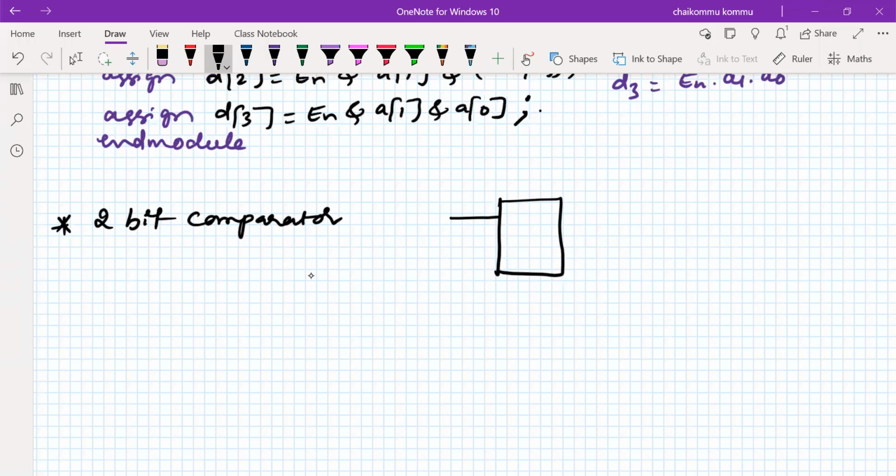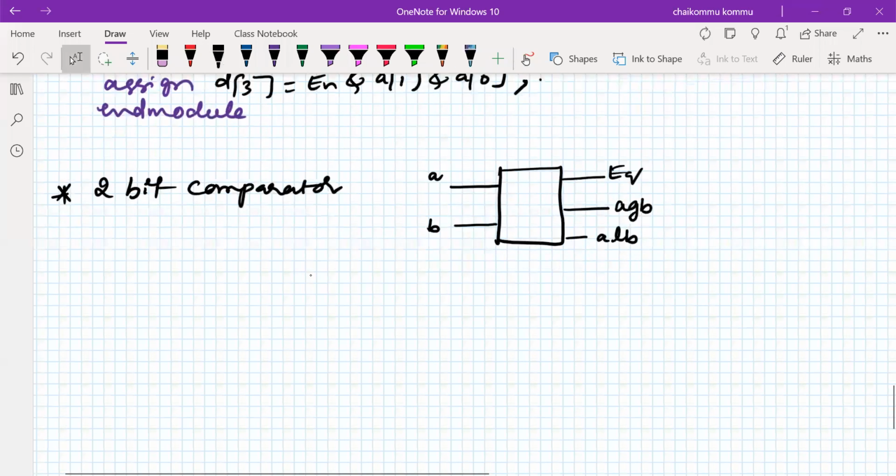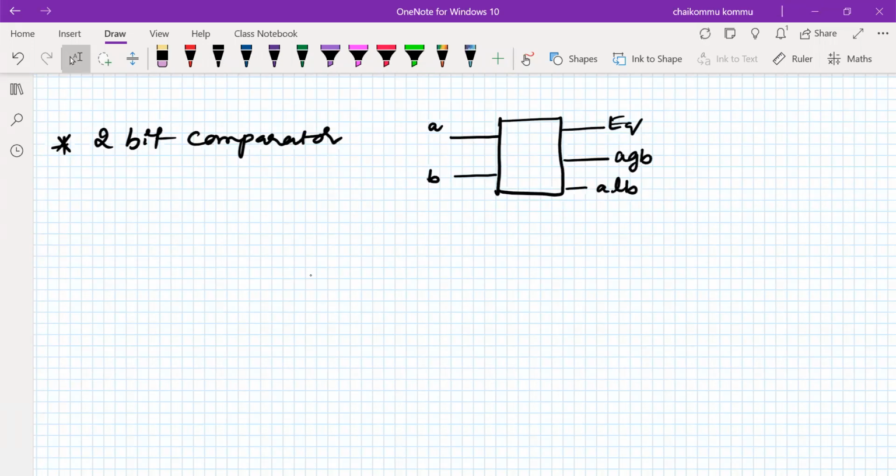A 1-bit comparator means it will take 2 bits A and B, 1 bit each, and if they are equal, it will produce an equal output. Otherwise, the A greater than B signal has to be generated, or the A less than B signal. So what is the mathematical equation for this one? It is difficult to remember all the equations, but from the basic specification we can develop the truth table, right?